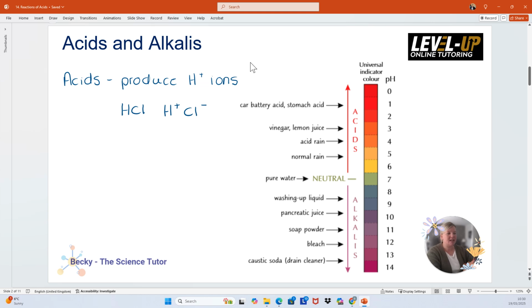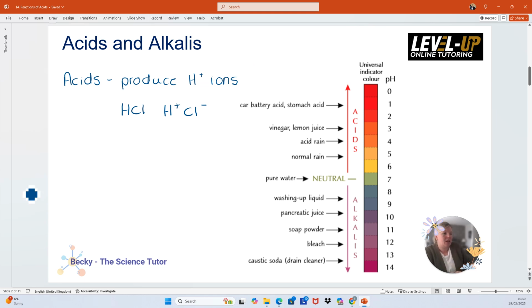Now acids tend to have sharp, tangy tastes. I wouldn't go and suggest tasting them, but if you have a look on the scale there, you can see things like vinegar and lemon juice. So anything like limes, oranges that have got citric acid in them. Fizzy pops are quite acidic, and therefore again you've got that tangy taste to them.